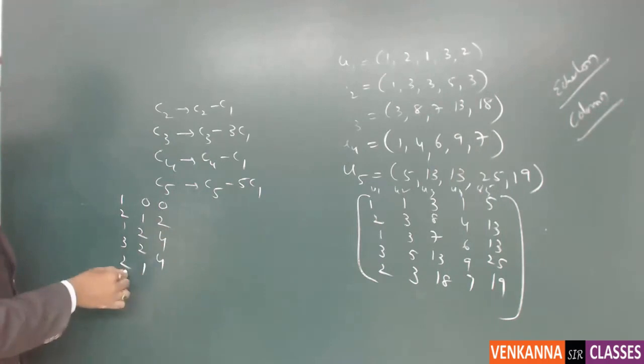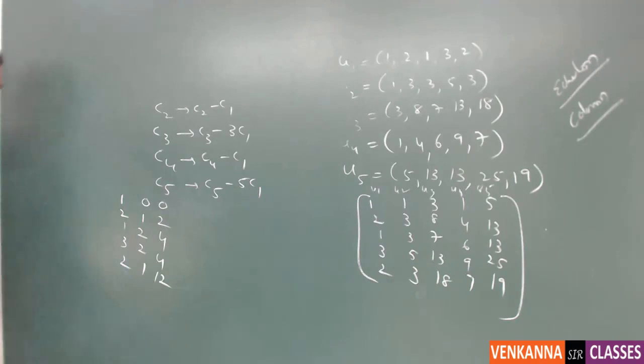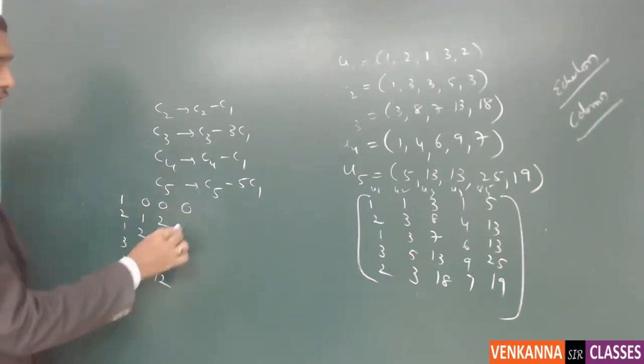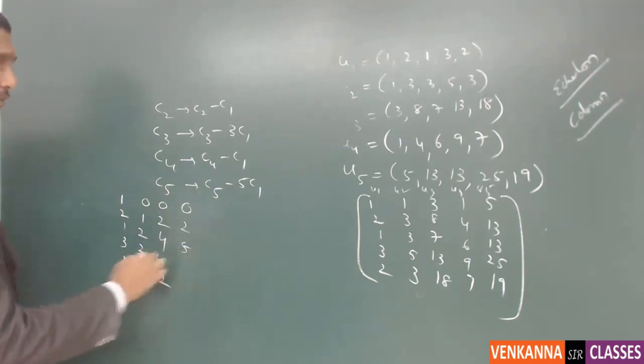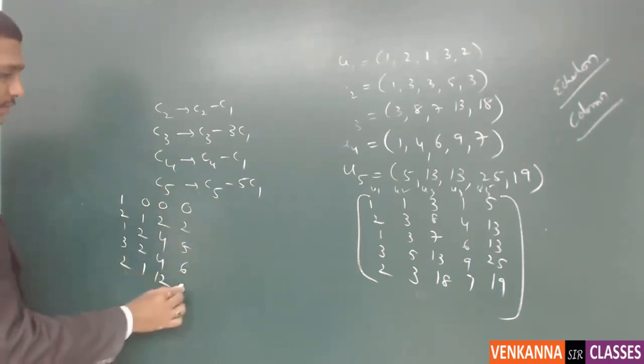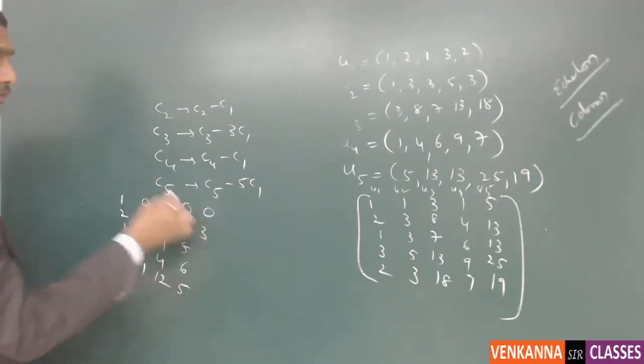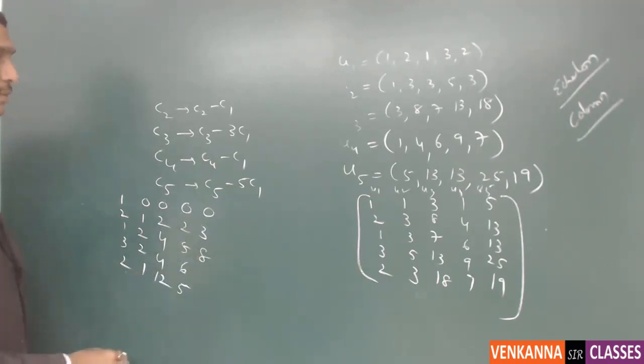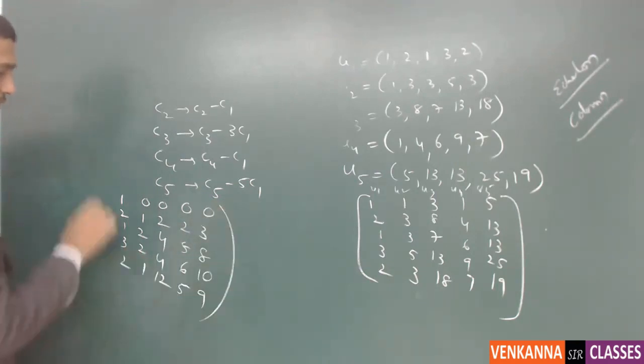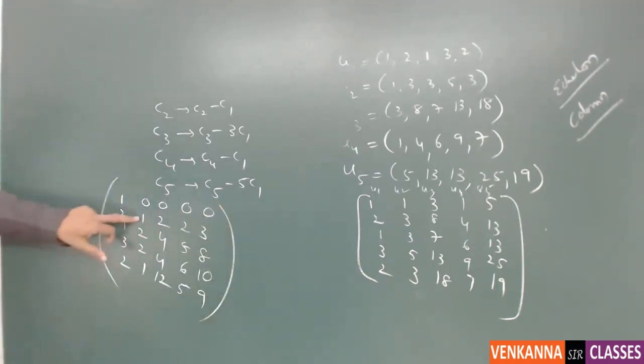4, then you have 12, C4 minus C1, 0, 2, 5, 6, 5, again 5C1, 0, 3, 8, 10, 9. Again, by using this element, you are going to make the values 0. Like that you are doing. Okay?